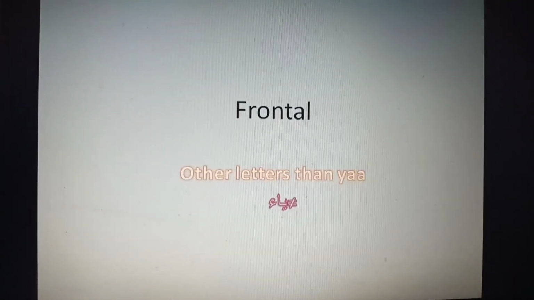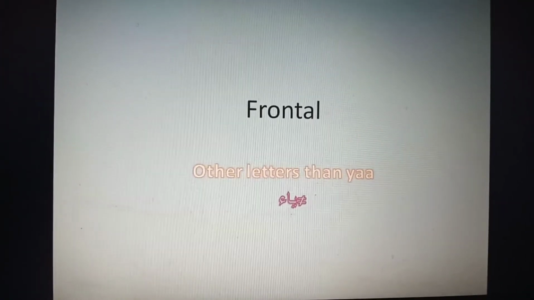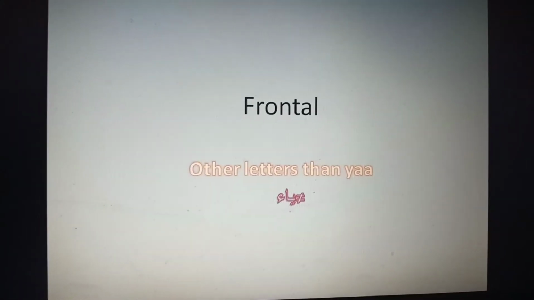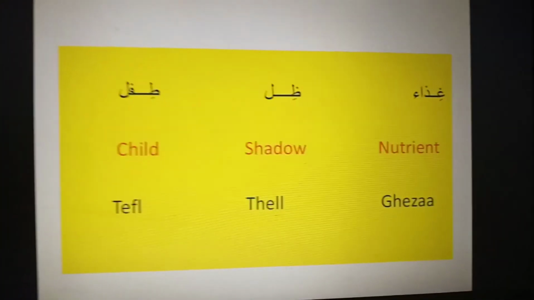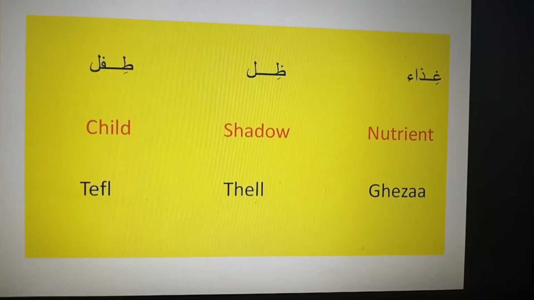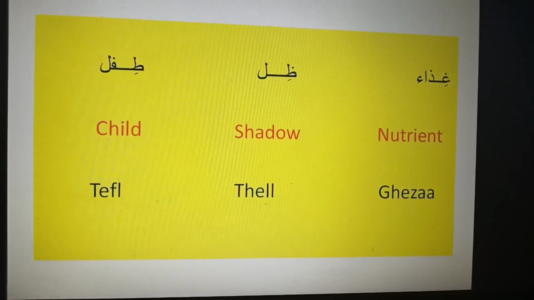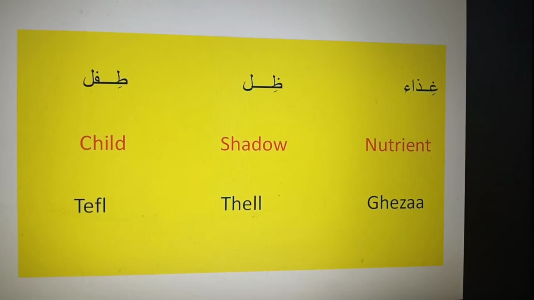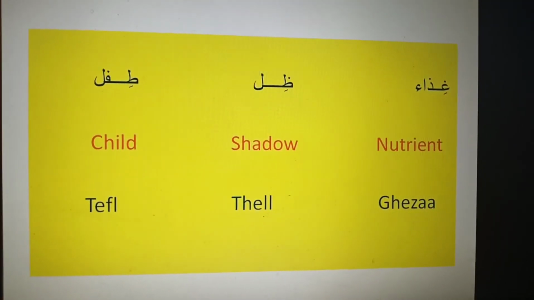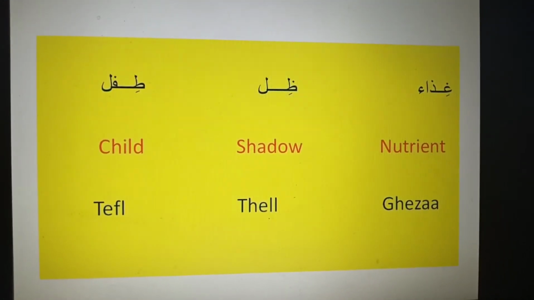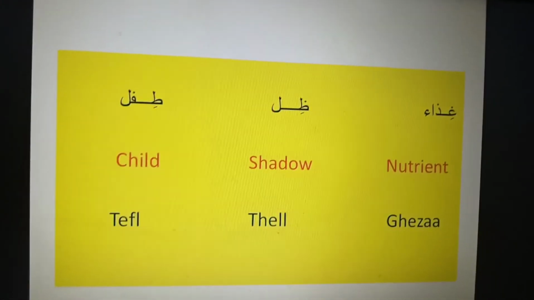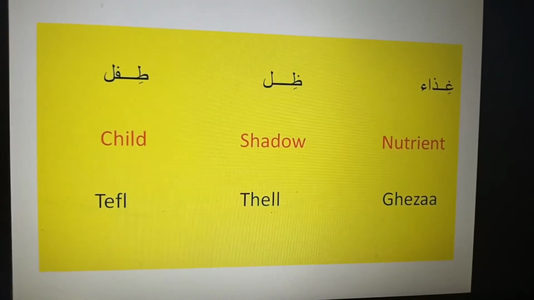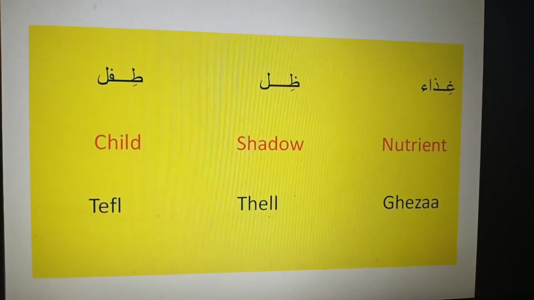The kasra can be frontal when the letter which has the kasra below it is preceded by any other letter but ya. Let's see some examples. You have here غذاء, ظل, and طفل. غذاء means nutrient, ظل means shadow, and طفل means child. So let's take the example in the middle and the example on the left, as they are simpler.